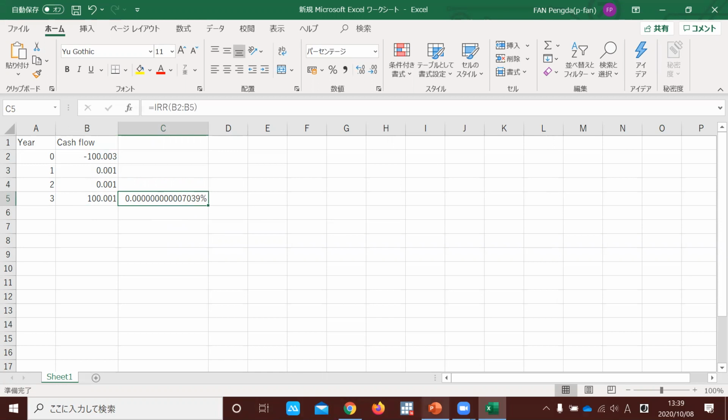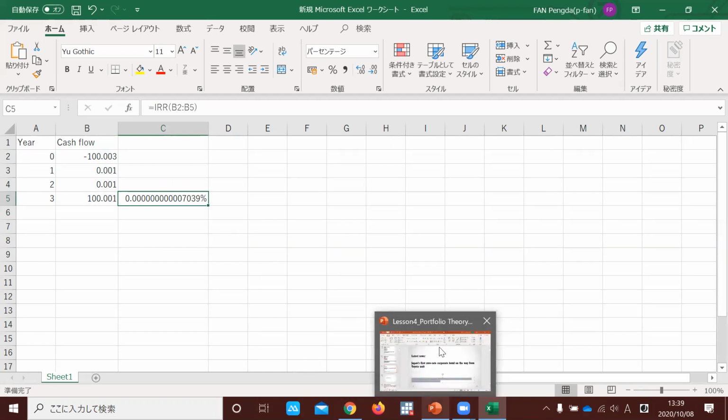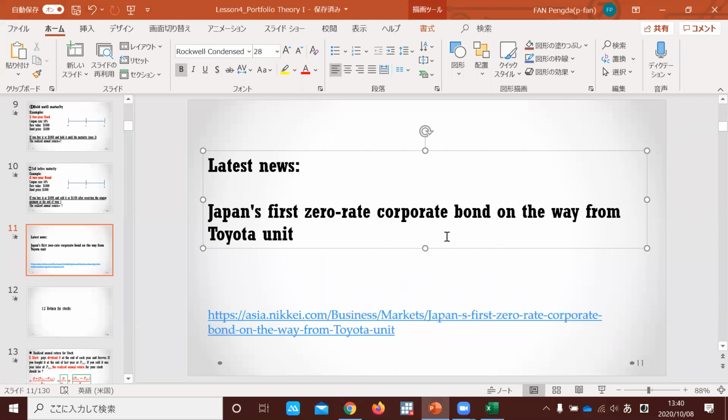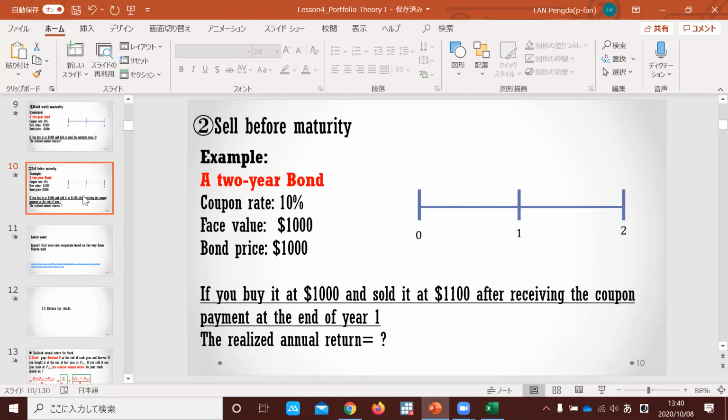And you might wonder why so many investors want to purchase this bond. Please read the news by yourself. One hint is you don't necessarily need to hold until the maturity, right? You can sell if you expect that the bond price will increase in the future. So you can also earn a higher realized return. To know more detail, please learn by yourself and take my financial market institution class, and I think you can find the answers. Okay, let's continue.